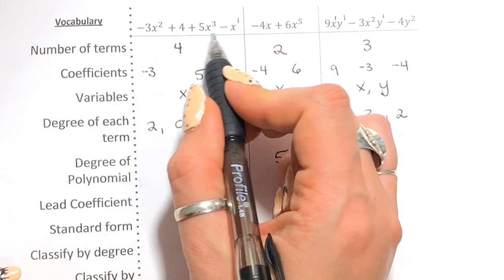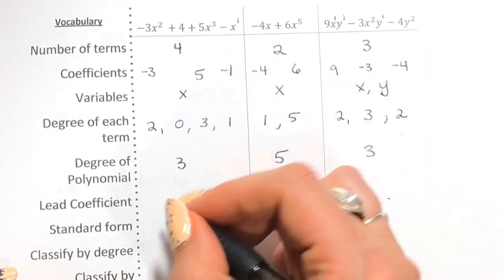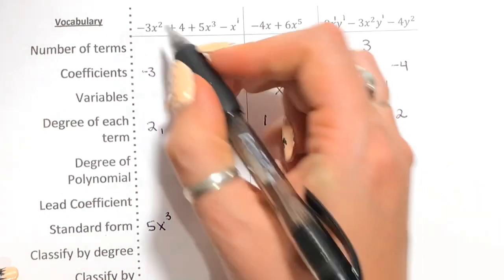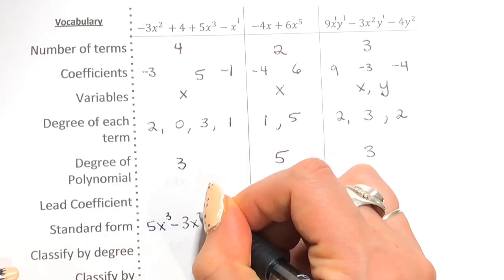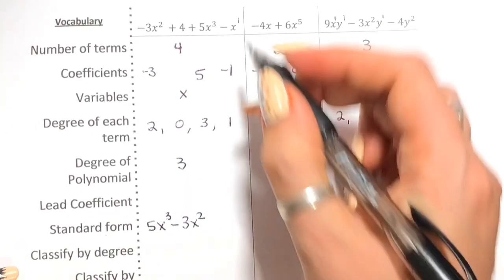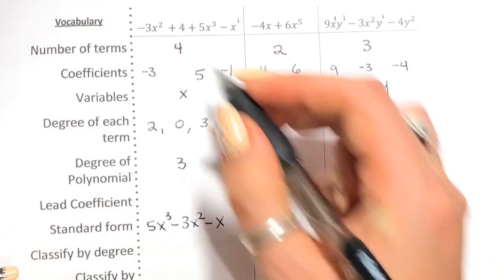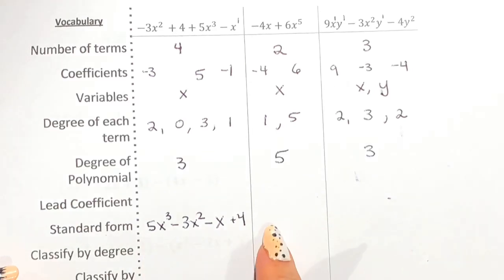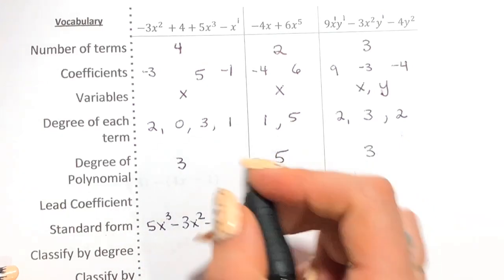So in the case of this polynomial, 3 is the highest degree, so the term 5x cubed should go first. And then the degree 2 would go next, so negative 3x squared would come second. And then the degree 1 would follow, so negative x would go next. And then the numbers go last, so plus 4. So when it's in standard form, the leading coefficient is that first coefficient that's leading the way, you could say. So it would be a 5.